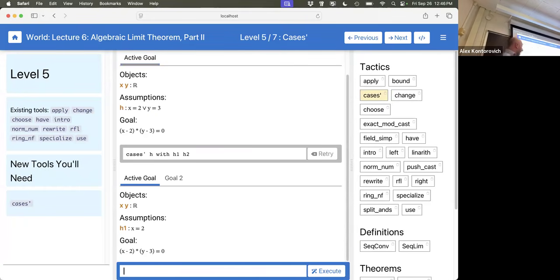Okay, which is it? One of these things is true. I don't know which one. I don't have a way of proving which one, but in either case, I should be able to solve the goal. So when we did cases' h with h1, h2, h1 is now that we know x is equal to 2, and we want to prove this. We also have a second goal. The second goal is we know h2, that y is equal to 3, and we're trying to prove this.